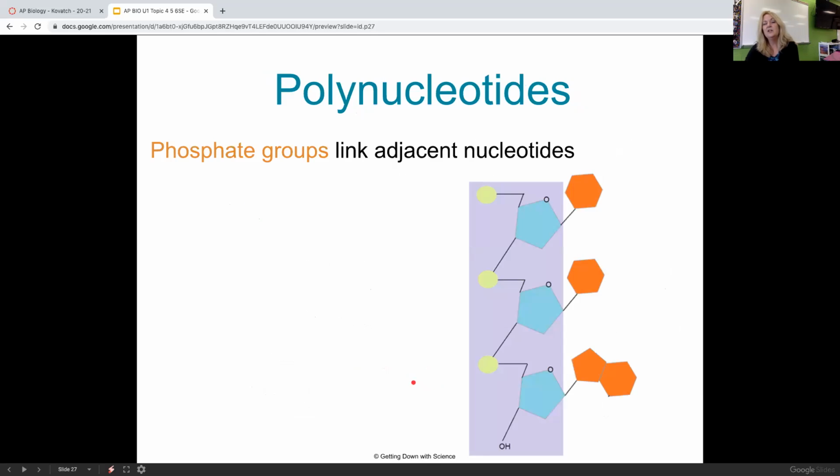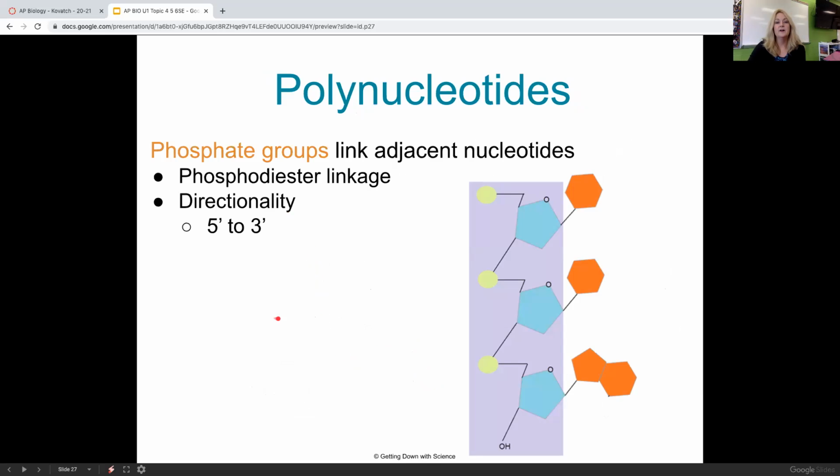So when you take a bunch of nucleotides and hook them together, what you see here are polynucleotides. Phosphate groups link adjacent nucleotides. There is a name for that linkage. It's called a phosphodiester linkage. You will probably not see that on your AP exam.